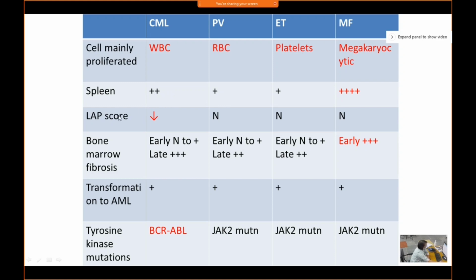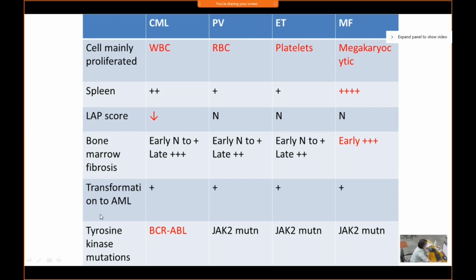Okay, then LAP score here I told you is decreased. Bone marrow fibrosis sets in very early in myelofibrosis, but all of them can go into secondary myelofibrosis. This we are talking about primary myelofibrosis, when there is early fibrosis. All the other MPNs can go into myelofibrosis, that is known as secondary myelofibrosis.